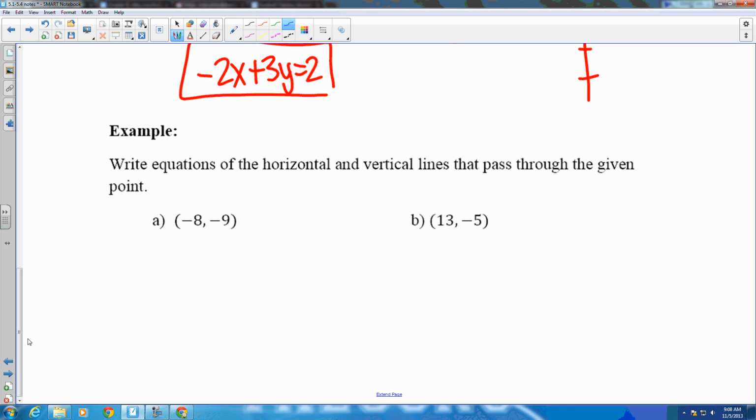Write the equations of the horizontal and vertical lines that pass through the given point. So remember that a vertical line is always just going to go through the x value. x is negative 8. And the y is always going to go through the y value, just like that. x equals 13. y equals negative 5. Pretty simple.